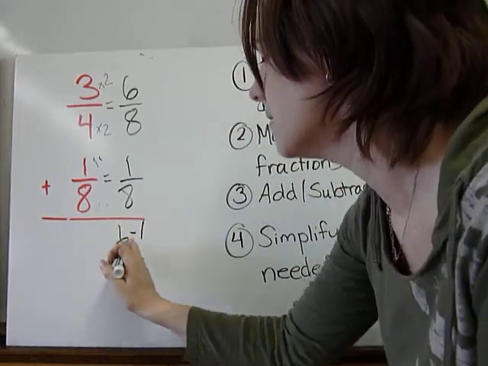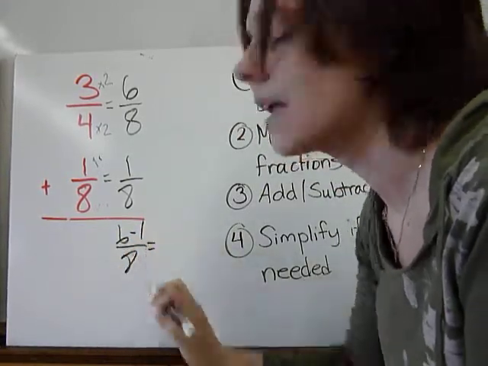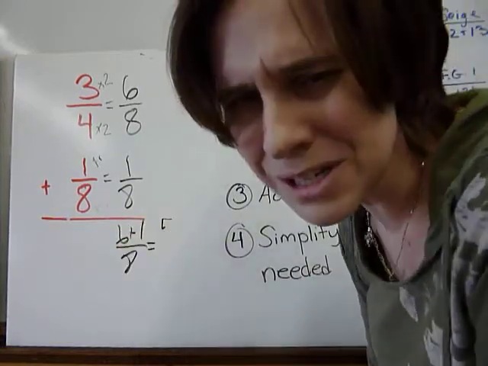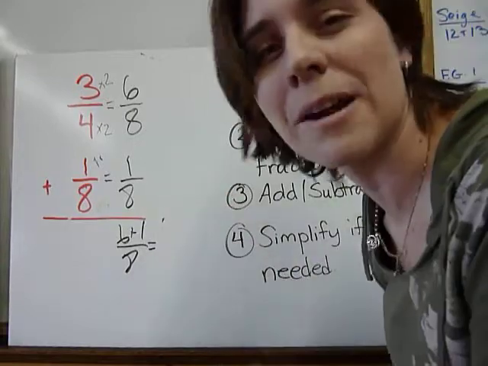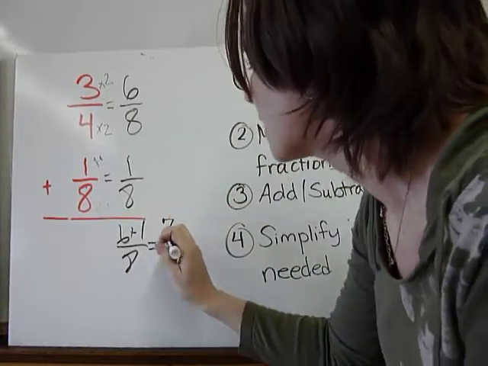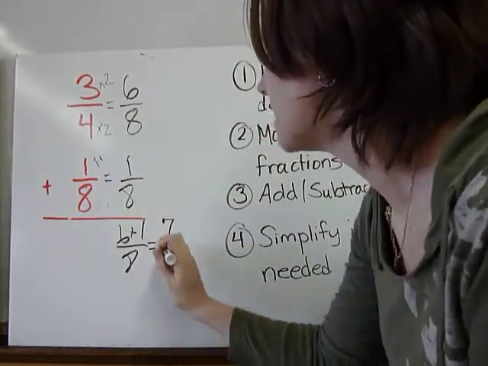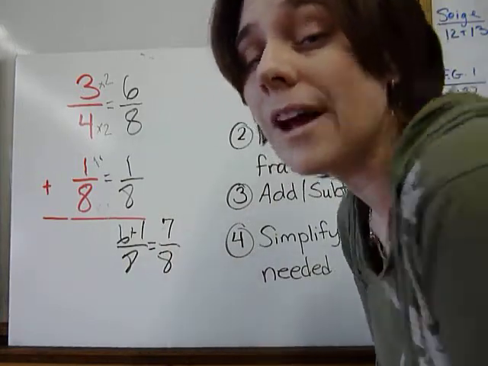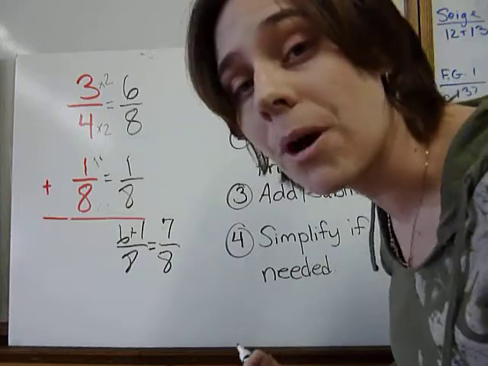6 minus 1 over 8. 6 minus 1. Oh, I'm sorry, I'm adding. 6 plus 1. I was wondering why it didn't come out to 7/8. 6 plus 1 is 7. My denominator stays the same, 7/8. I don't need to simplify. There's nothing I can do with 7/8, so my problem would be done.